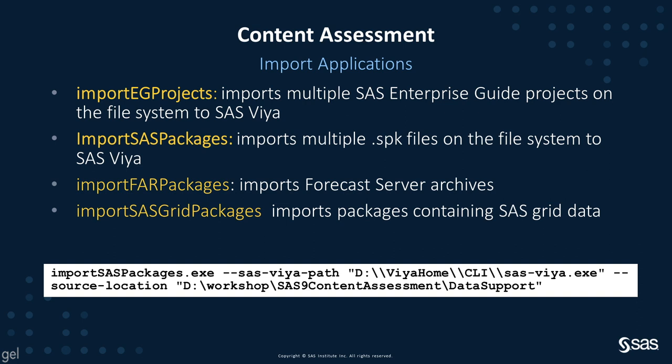On the import side, Import EG Projects will import multiple EG projects on the file system to SAS Viya. It will import EG projects either from a CSV file, or it will loop through all projects in a directory and import those projects to SAS Viya. Import SAS Packages is similar. It will import multiple SPK files on the file system. And we also have Import FAR Packages for importing forecast server archives, and Import SAS Grid Packages.